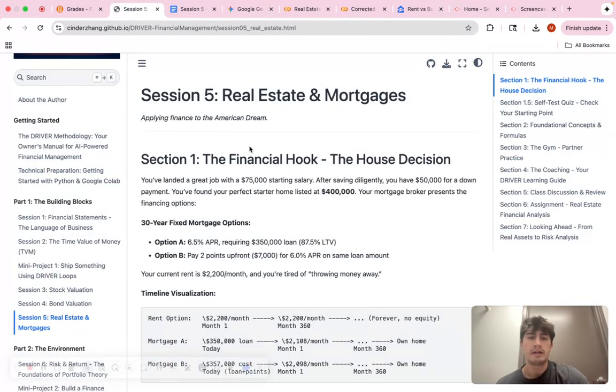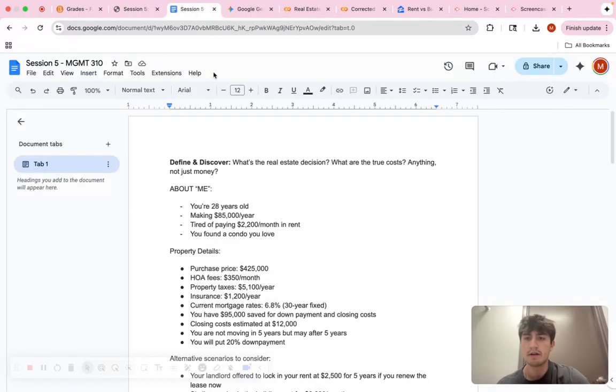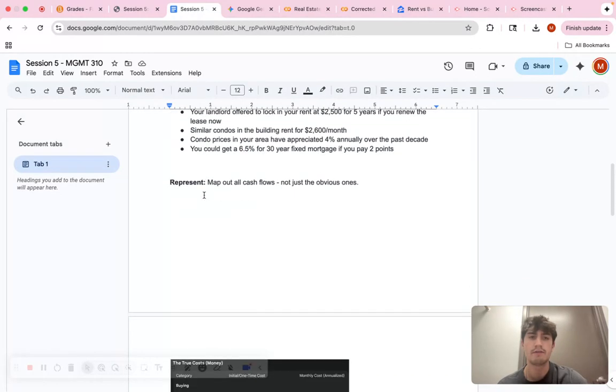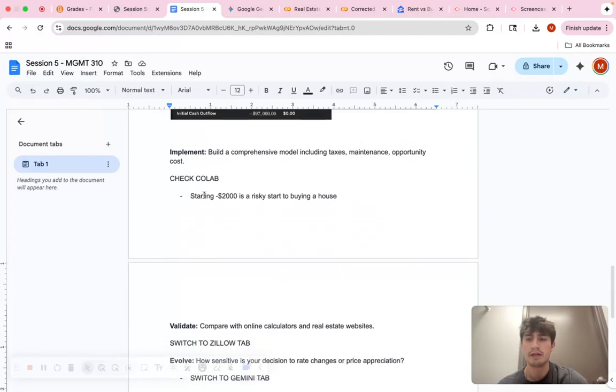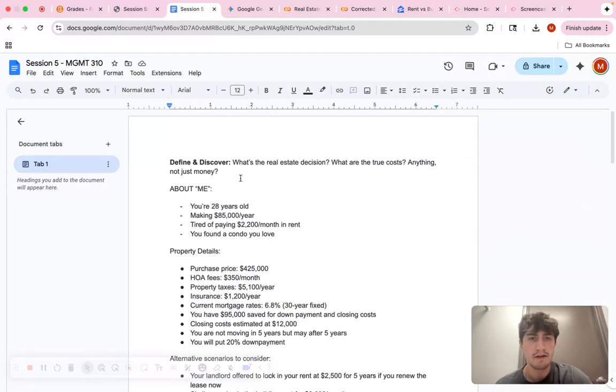So today we're basically just going to be comparing a renting option compared to a buying option. So let's start off. We're going to use the driver framework. So we'll define and discover, we'll represent, then we're going to implement, validate, evolve, and reflect. So let's start here at the define and discover stage of it.